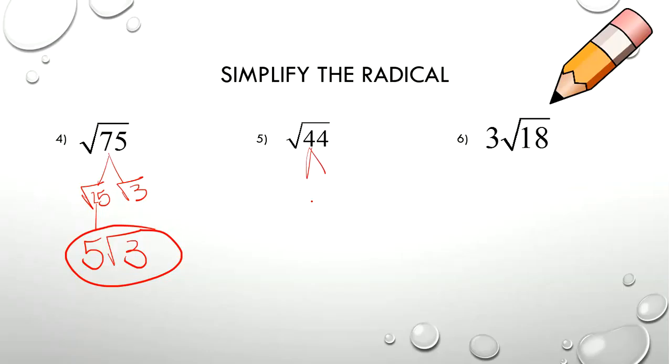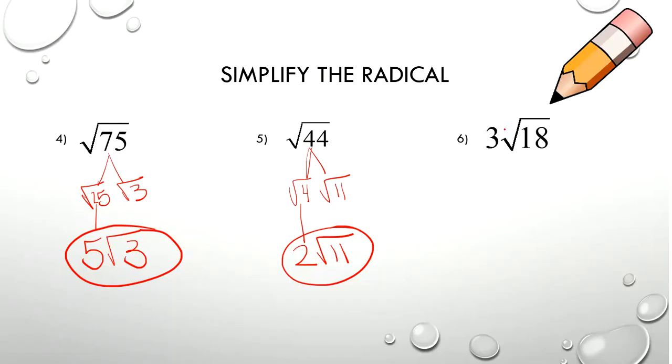Let's try 44 here. So I know 4 can divide in there. And 4 times 11 is 44, right? 44 divided by 4 is 11. 11 doesn't have any other perfect squares. So 2 square roots of 11 for my final answer.